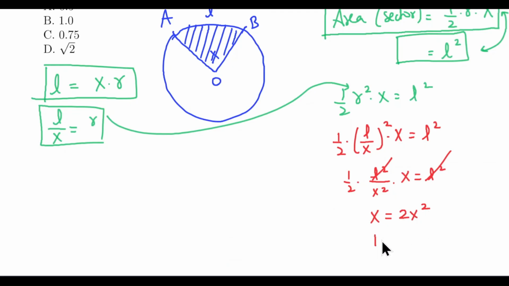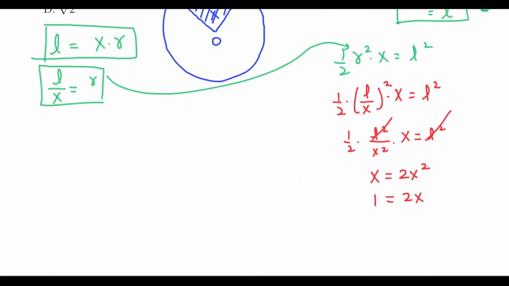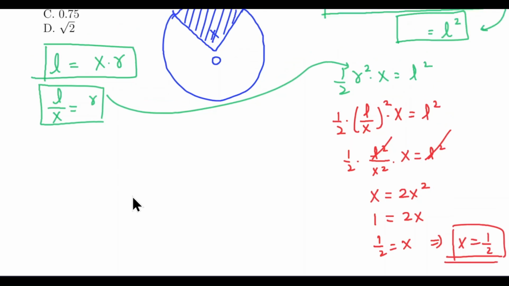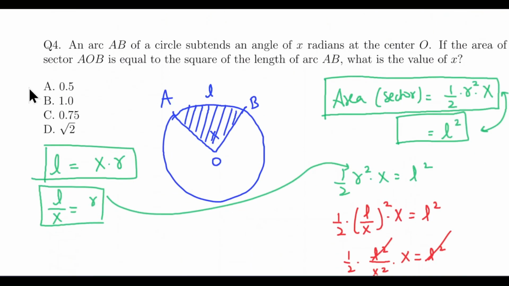Divide both sides by x. So 1 is equal to 2x. And then divide both sides by 2. So the value of x is 1 over 2. And that's what they are looking for. What is the value of x? So the answer is 1 over 2. Is that in the options? Yes, it is in the options. Option A is the correct choice.